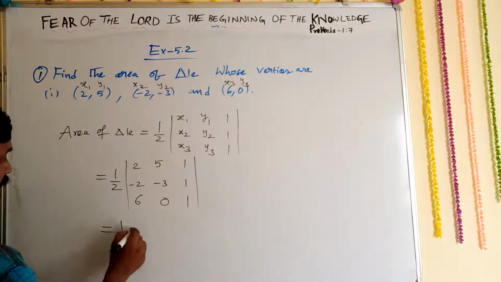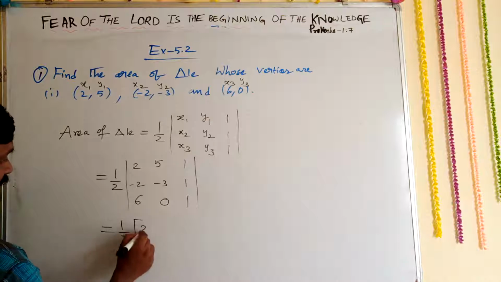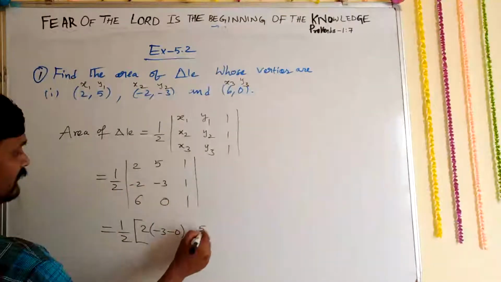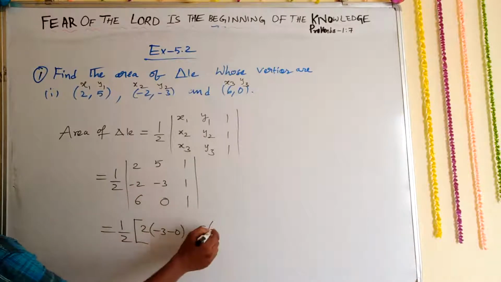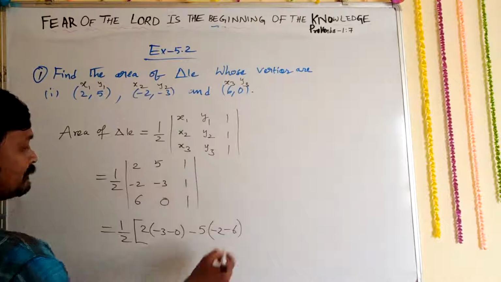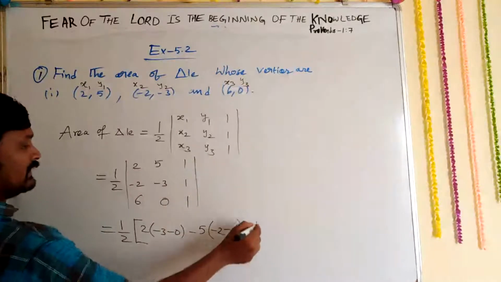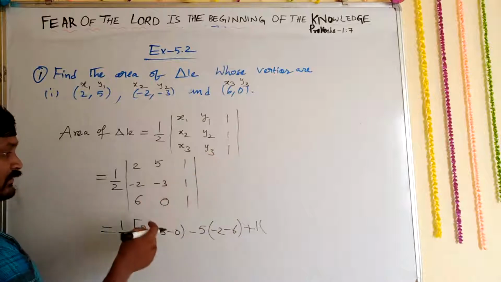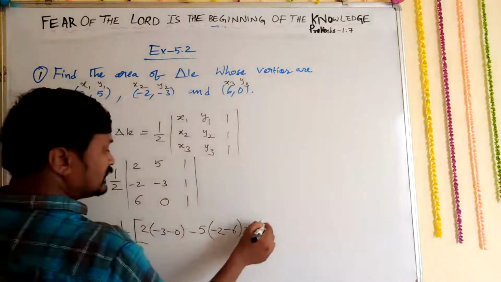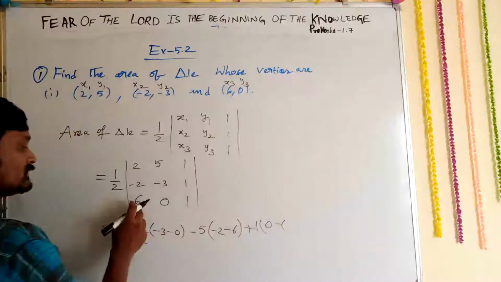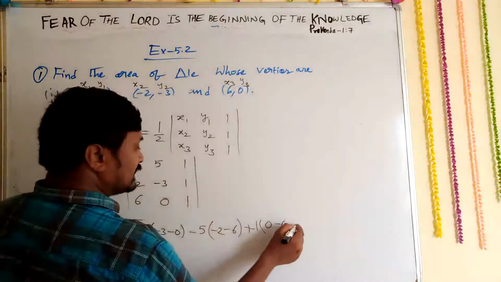So now half, your determinant value: plus 2 into (-3 minus 0), that is -6... minus 5 into (-2 minus 6), use this method or Sarrus method, whichever you like you can use it. So -2 into 0 is 0, then -6 into -3 is 18.